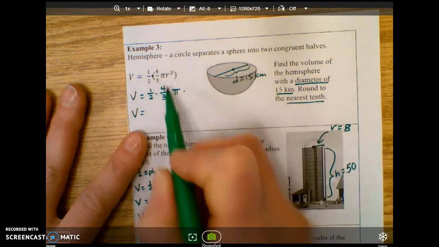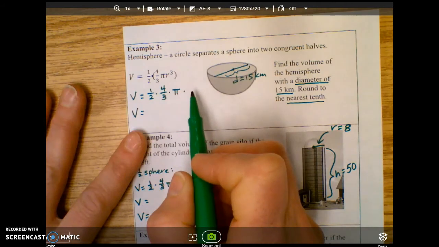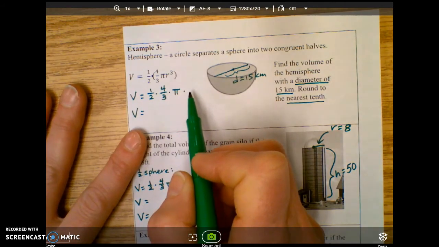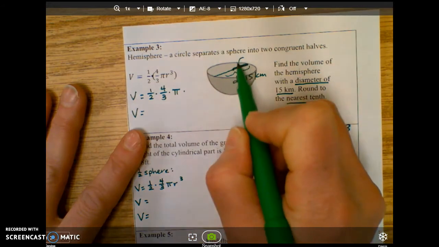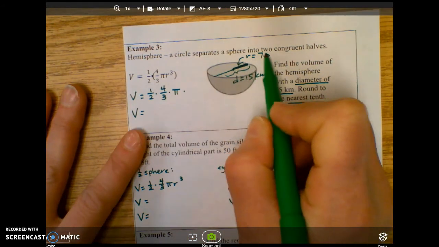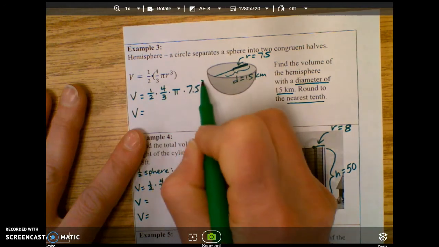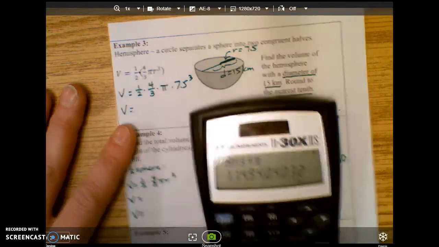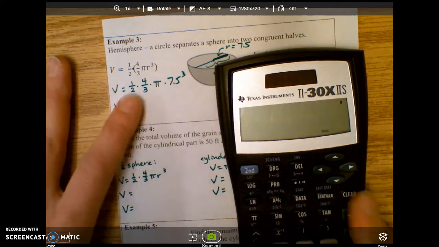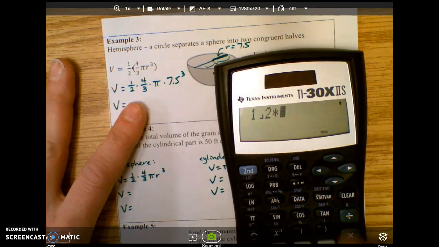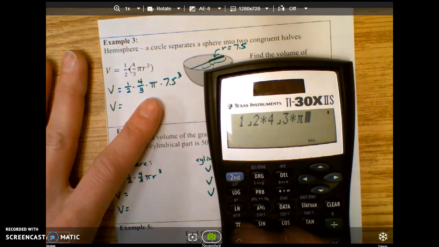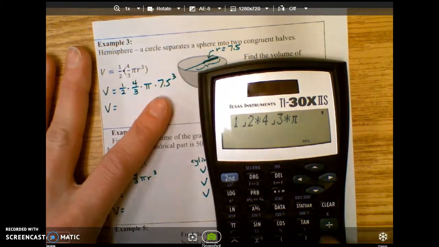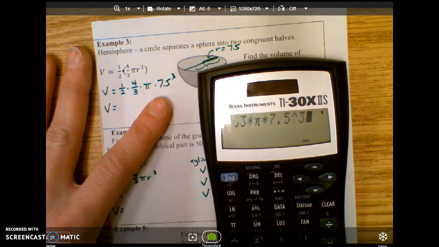And we need a radius for our calculation for the volume of a sphere. So half of 15, remember, is going to give us this segment from here to here, which is a radius. So we're going to use 7.5. And again, this one wants us to round our answer off, so we're going to go ahead and type the whole thing in. There's our 1/2. There's our 4/3. There's pi. And then we'll go ahead and put in our 7.5 to the 3rd power.